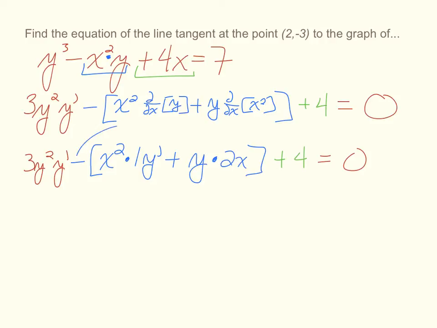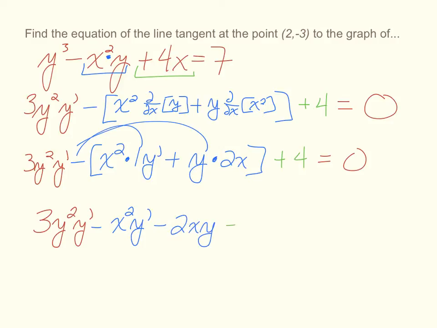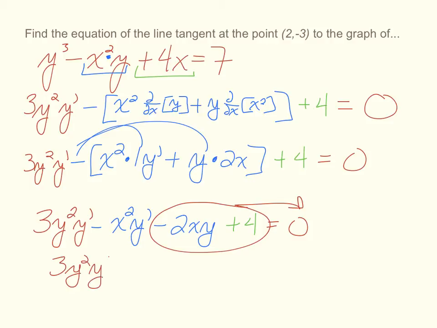Now I'm going to distribute the negative to both of these terms and rearrange these terms so that we have something to work with. So we will still have the 3y squared y prime minus x squared y prime minus 2xy plus 4 equals 0. The next step is to take any term without a y prime to the other side of the equation, which leaves us with 3y squared y prime minus x squared y prime equals 2xy minus 4.